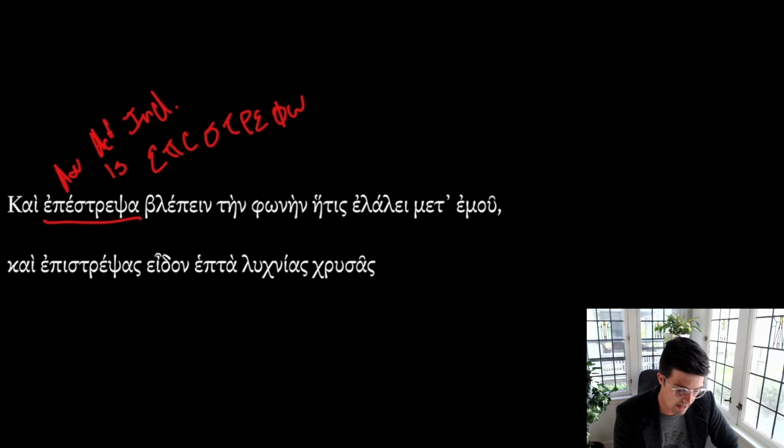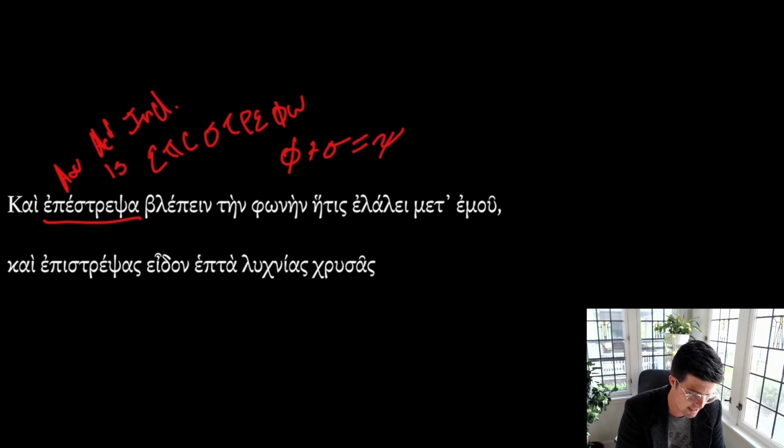And this is an aorist. We know this is an aorist because of two different things. So we have the sigma hiding in here. When a sigma is added to a phi, we get this psi here, and you can hear the sigma in the epistrepsa. So that sigma of the aorist is sort of hiding by way of amalgamation in this psi right here.